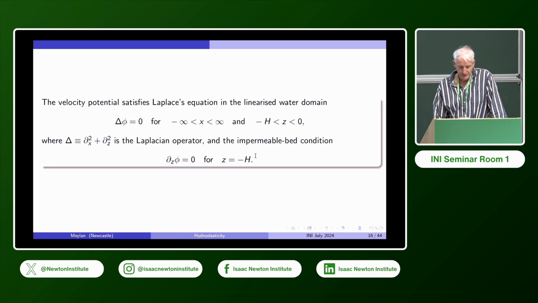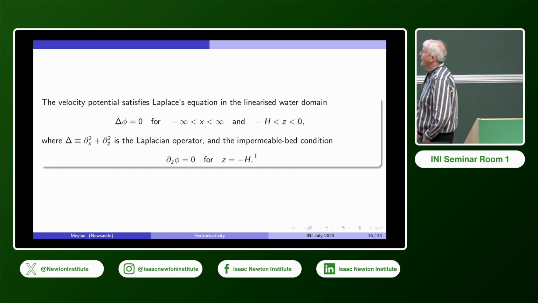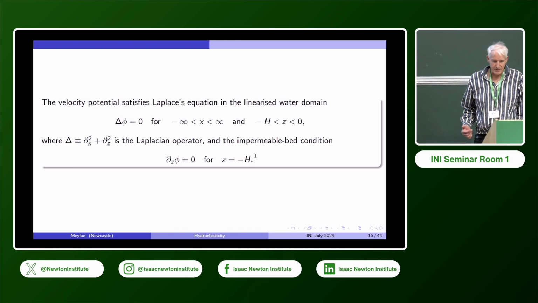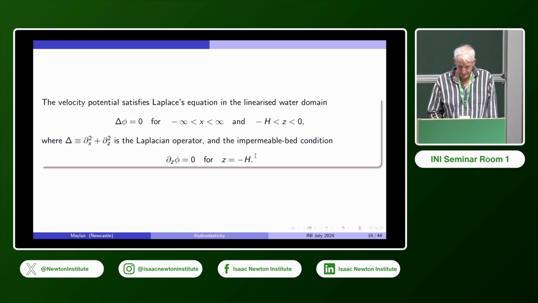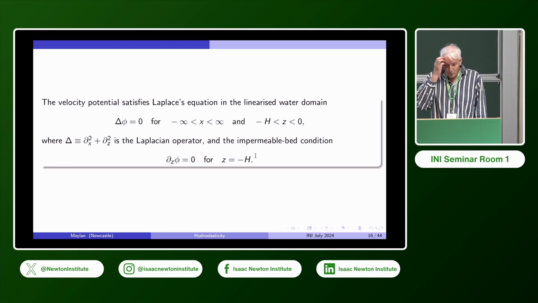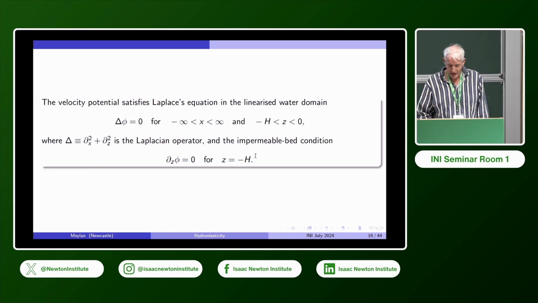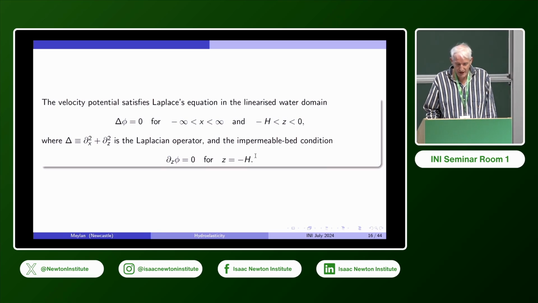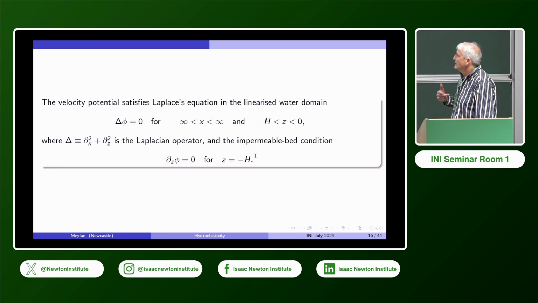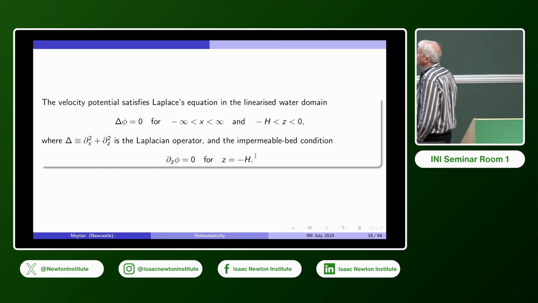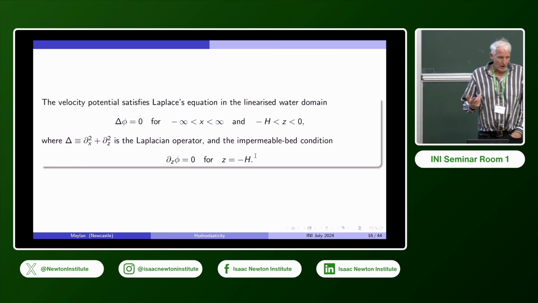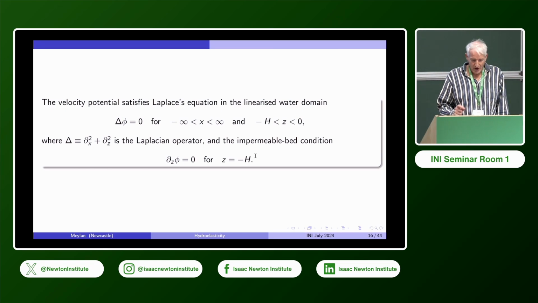So these are just the equations of motion, more or less just repeating what was written there. So we've got Laplace's equation and this impermeable bed condition. The water waves have this advantage that they are governed by Laplace's equation. I don't know if it's an advantage or a disadvantage. So you don't have those, waves are boundary waves.